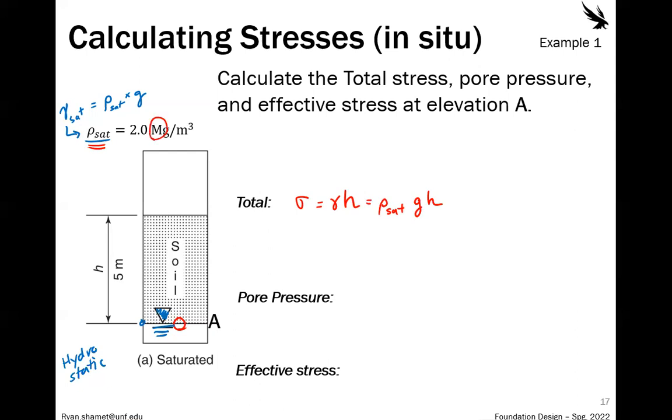So a recap too: mega, uppercase M, is the same as million in SI. So mega, million, that's 10 to the 6. So that would be equal to 1 million grams per cubic meter.